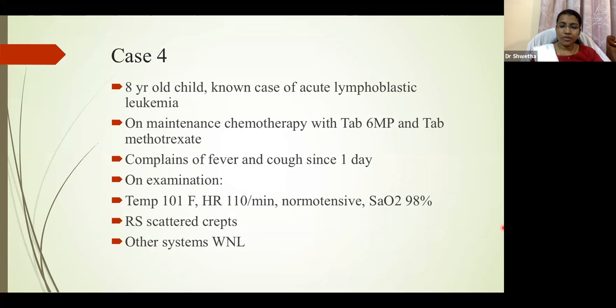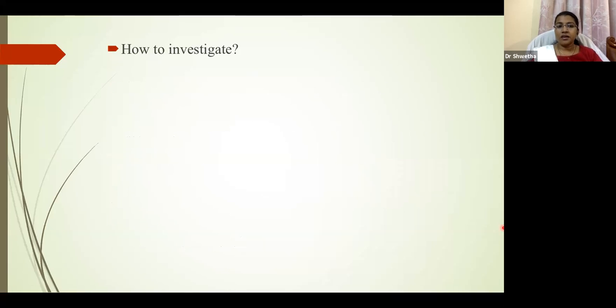Child is on maintenance chemotherapy with tab 6MP and tab methotrexate. Now this patient comes with complaints of fever and cough since 1 day. On examination, the patient has a temperature of 101 degrees Fahrenheit. The heart rate is 110 per minute. The patient is normotensive and saturation is 98%. On auscultation, we get scattered crepts and the other systems are within normal limits. So how to investigate? Any patient who is on chemotherapy and presents to you with fever, do send a complete blood count in that child.